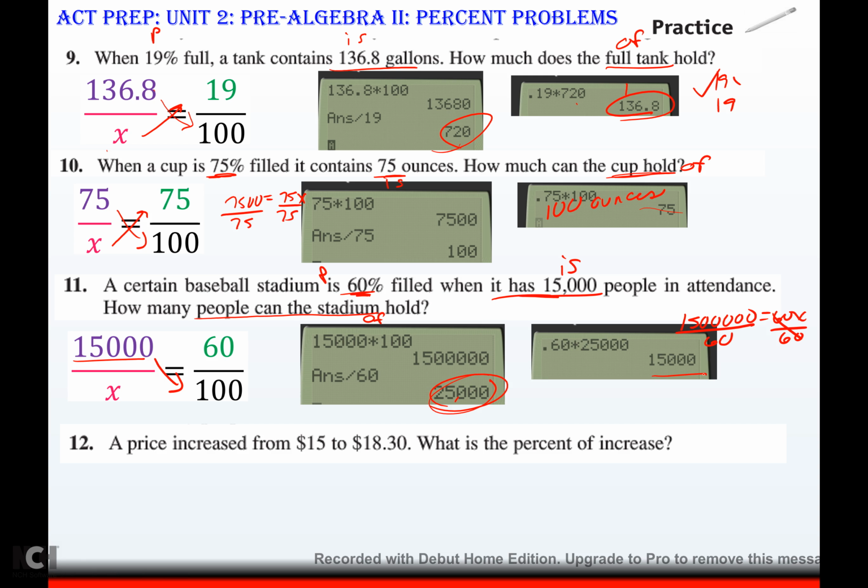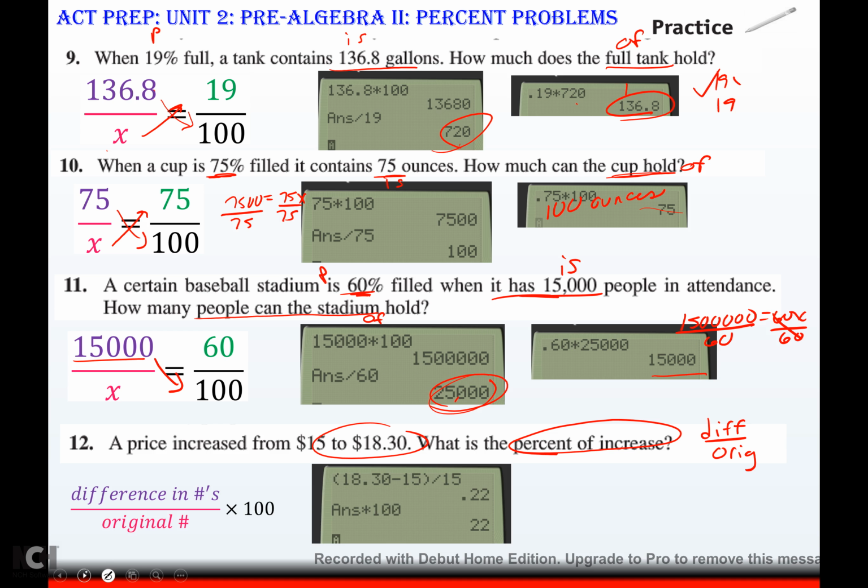12. A price increased from 15 to 18.30. What was the percent of increase? There's my magic words that tells me I'm doing difference divided by original and then turning it to a percent. So to find my difference, I'm going to subtract them with parentheses on top, and then I divide by the original, which was 15, and I get 0.22. To write it as a percent, you multiply by 100 or move it 2 places over, and it would be 22%.